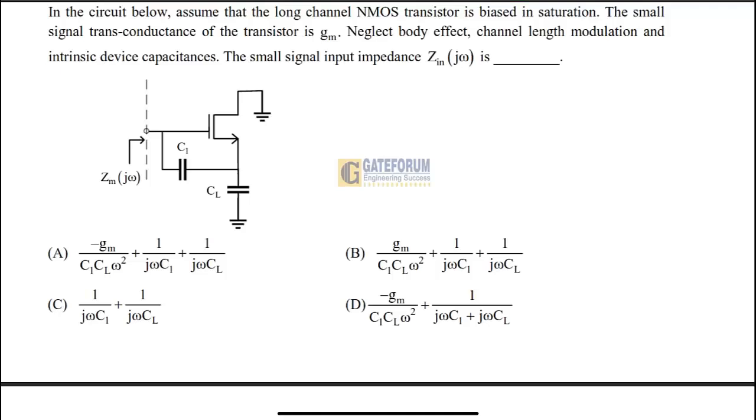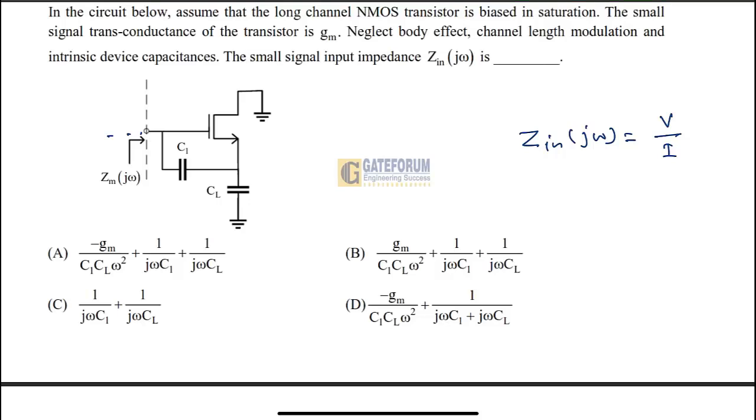As per the procedure to find this Z in, we know that Z in, in terms of j omega, is defined as a voltage by current ratio. So we have to take some test voltage across this input terminal, and due to that test voltage see how much current passes through this circuit. That ratio of voltage to current gives the Z in value. So we have to find out its expression.